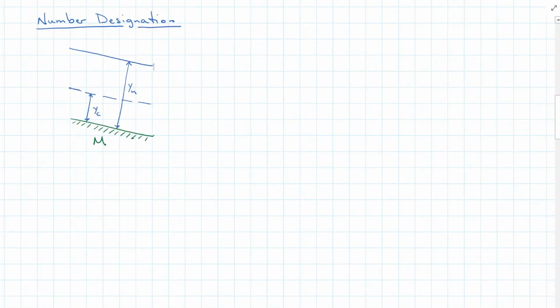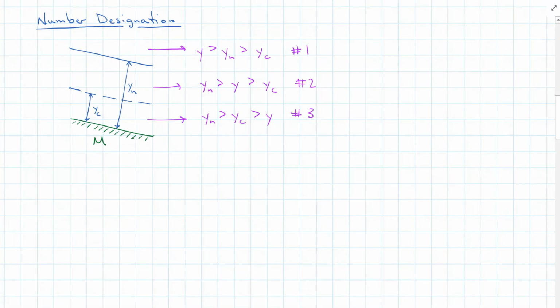Along with the slope classification, there is a number designation. For example, for a mild slope where the normal depth is over the critical depth, if our actual water flow is above both of those, so our actual depth y is greater than the normal depth, is greater than the critical depth, this has a number designation of 1. If we fall between those depths, then we're going to have a number designation of 2. And last, if we fall below both of those depths, we will be a number 3 designation.